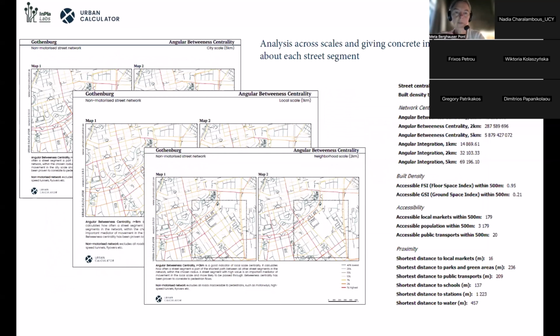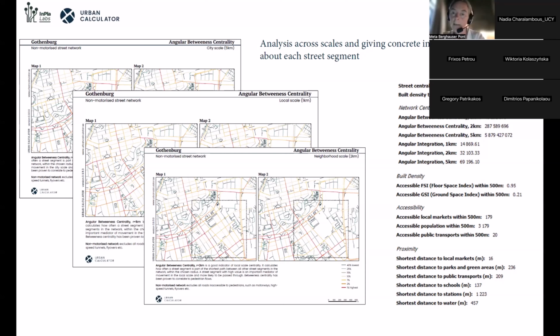Then you can analyze across scales. You see here an example for the city scale, 5 kilometer, the local scale, 1 kilometer, and the neighborhood scale, 2 kilometer. You run the analysis for these 3 scales on centrality, and it outputs these maps. You can do comparisons of 2 scenarios, the current situation and a design proposal, and you can put them side by side.